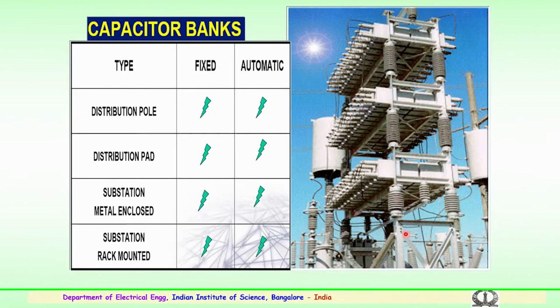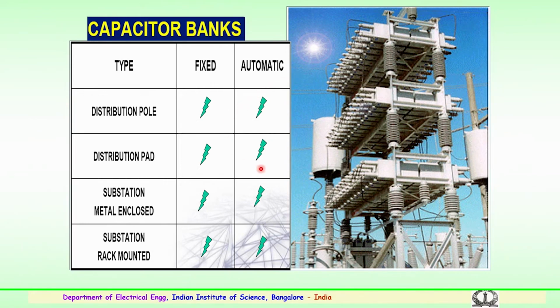Various types of capacitor banks are being used, some may be fixed or automatic, depending on the type, and the capacitor banks also vary with the voltage level, whether it is distribution, medium voltage, high voltage, extra high voltage or ultra high voltage. The capacitor banks are suitably designed to be kept in the substation.